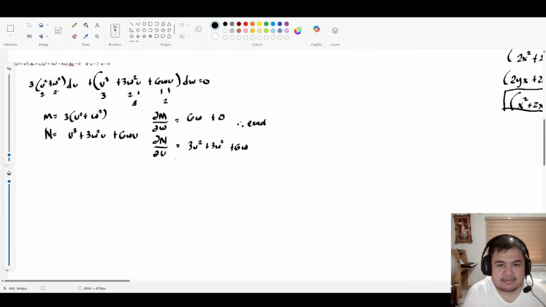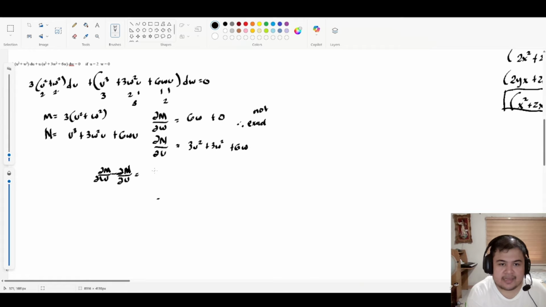So that is not exact, and we're going into the further types of first order differential equations. There are 9 types, and what we have discussed is already 4. This equation is the 6th type, the not exact made exact. If you find your equation to be not exact, we're going to try to differentiate, the test of M with respect to w and N with respect to u.